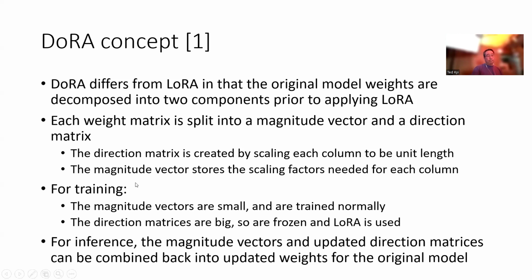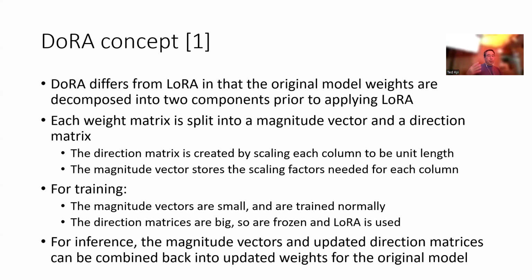So what do we do? I have a picture on the next slide, but just to talk through it verbally: when you're doing training, these magnitude vectors are 1-dimensional, not 2-dimensional. So they're much, much smaller than the direction ones. And so they say, just do regular backprop on those. Just do full fine-tuning training on those. The direction matrices are big. They're still 2-dimensional. So we're going to use LoRA for those. We're going to freeze them, and we're going to do LoRA.